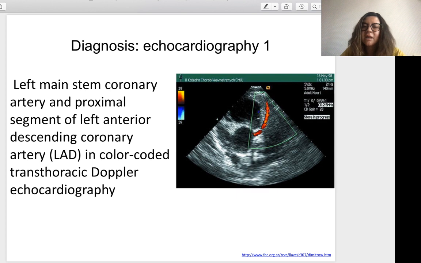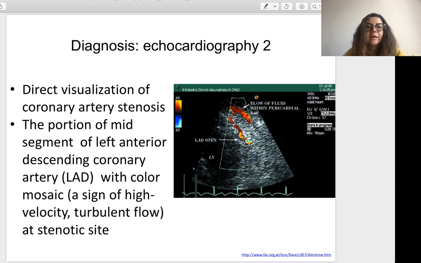Echocardiography. It is a type of visualization of the heart, or heart ultrasound. On this picture you see the left main stem coronary artery and proximal segment of the left anterior descending coronary artery in color-coded transthoracic Doppler echocardiography. Direct visualization of coronary artery stenosis, like you can see here. The portion of the mid-segment of the left anterior descending coronary artery with color mosaic, a sign of high velocity turbulent flow and stenotic sign. All of it you can see in color in this picture.